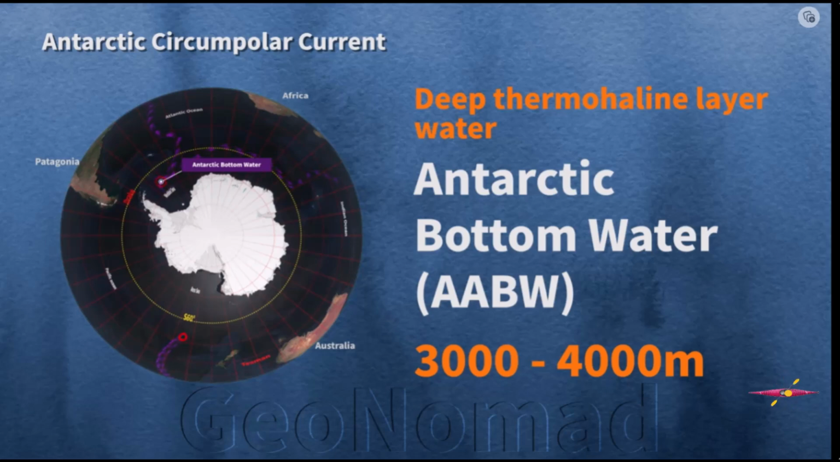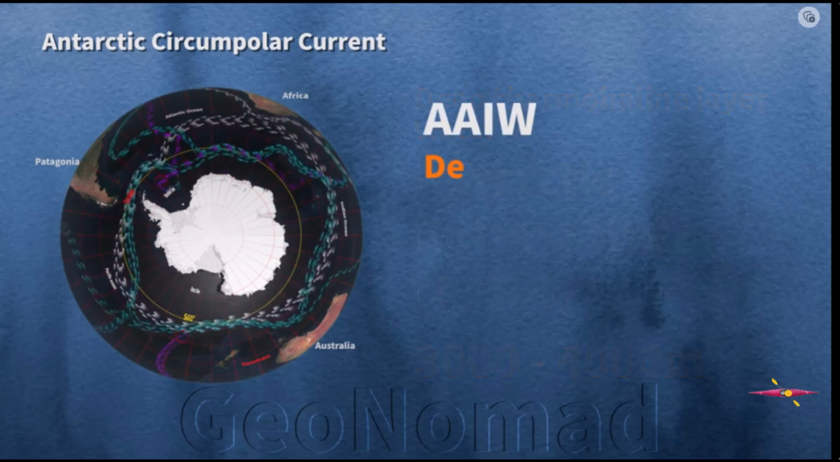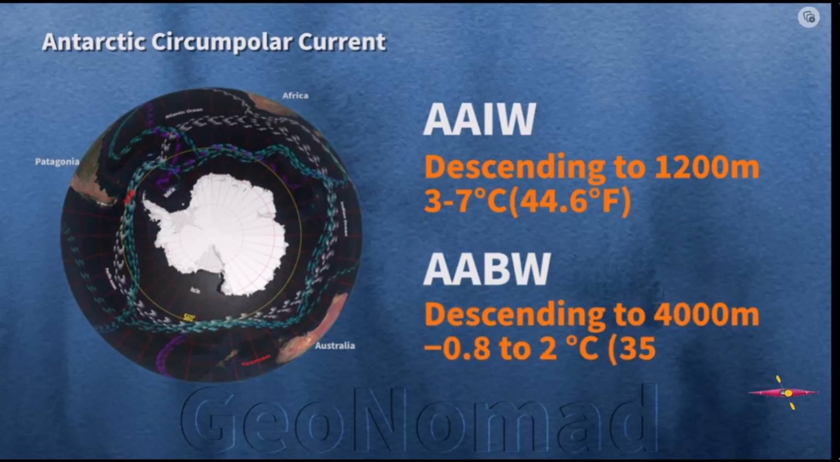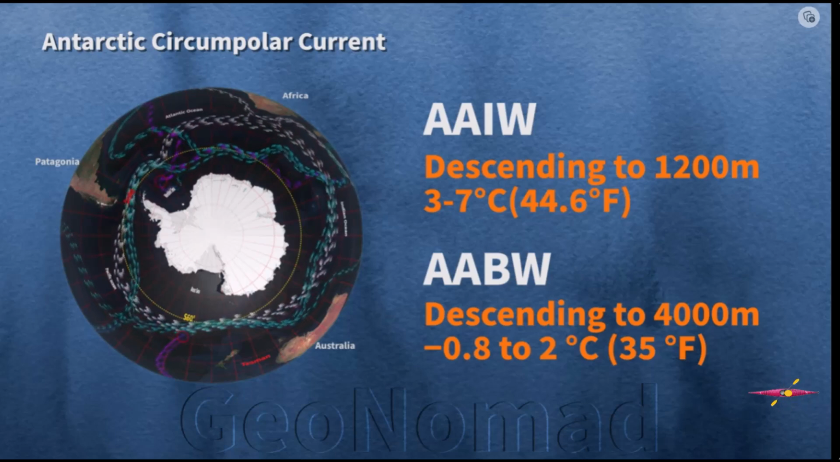Antarctica has low solar irradiance. This causes the waters around Antarctica to cool. As it cools, the density of the seawater increases, making it heavier. When it becomes heavy, the seawater descends vertically. AAIW descends to a depth of 1,200 meters, and AABW descends to 4,000 meters.